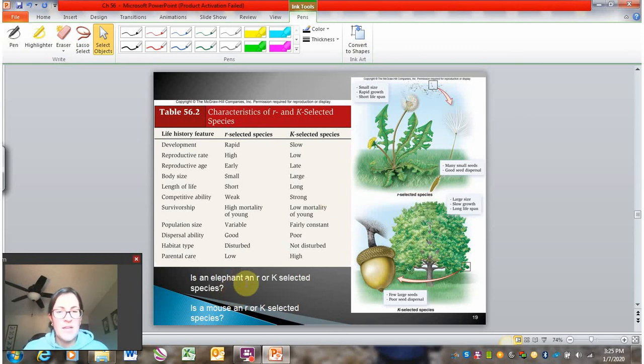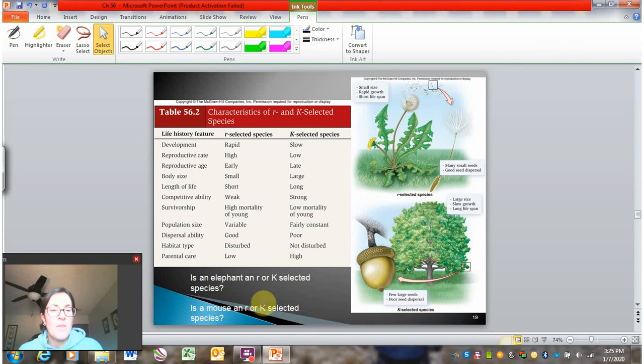An elephant is definitely a K-selected species. They have long lifespans. They're slow reproducers, large body size. They have lots of parental care. Their young don't die that much. And they do better when their habitat is not disturbed.